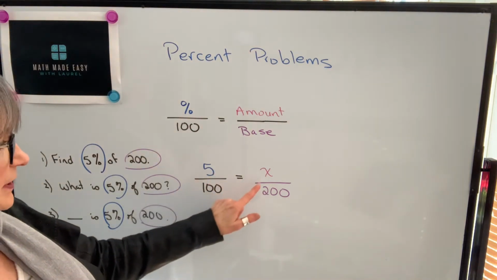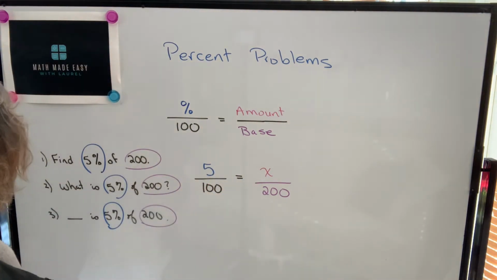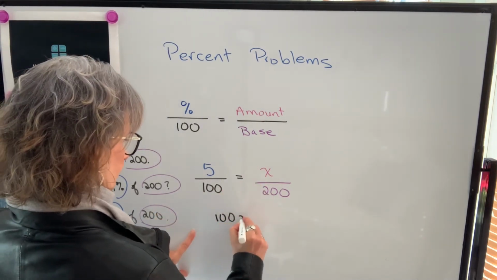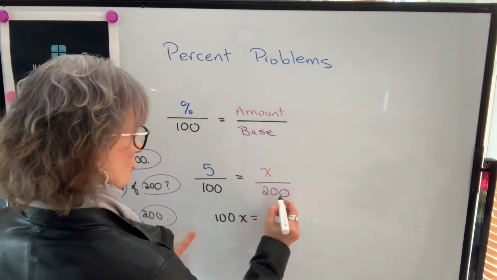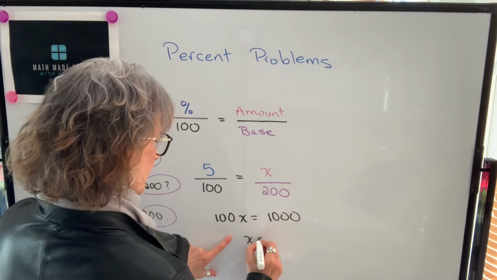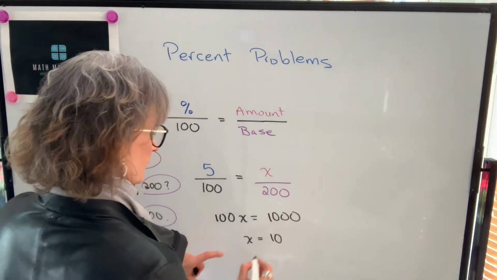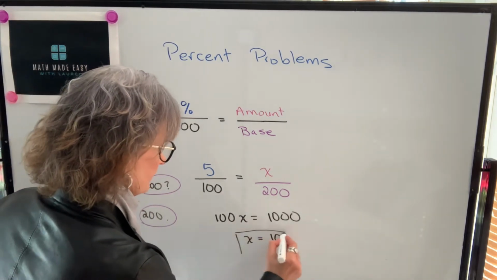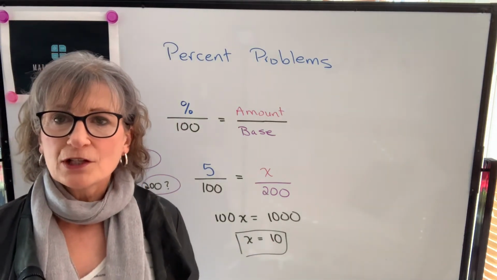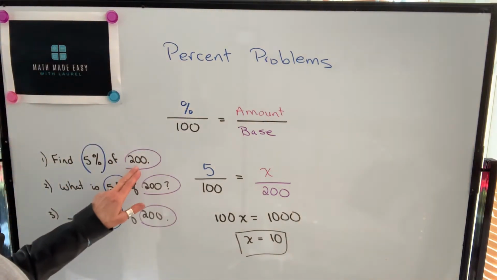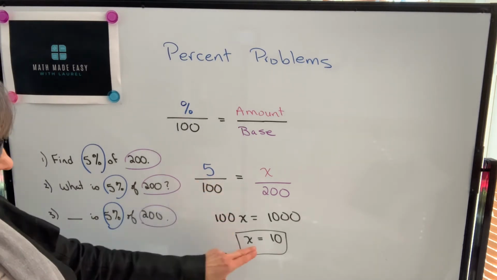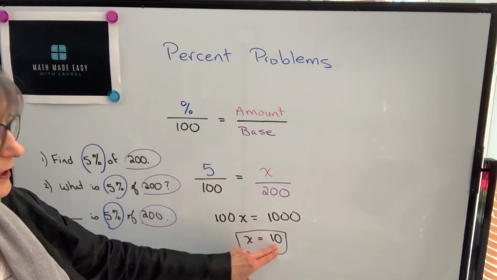Once you have it set up in this form, then we can cross multiply to solve. 100 times x will equal 5 times 200. We solve for x by dividing both sides by 100. And our answer is 10. So for example, if we were finding how much tax needs to be paid on an item that's $200 and that tax is 5%, we could set it up this way, and the amount of tax that would need to be paid would be $10.